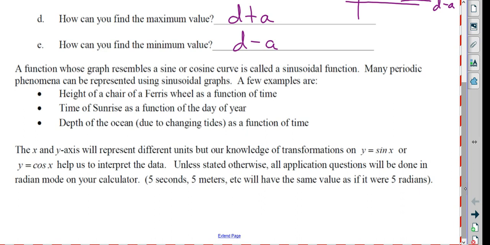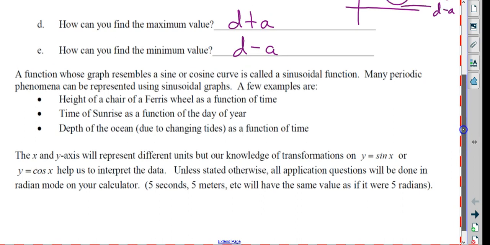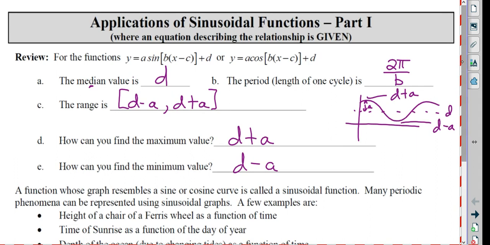And actually, that becomes the other meaning of B. So B, in this equation, right? B is the horizontal stretch, right? It's horizontally stretched by a factor of 1 over B. It's the number of cycles in 2 pi, right? So you take the length of 2 pi, it's the number of cycles.